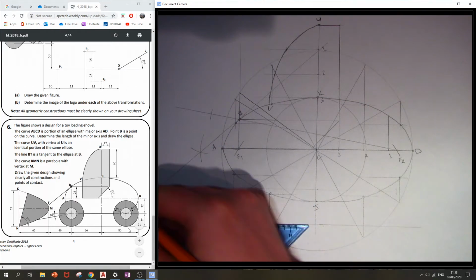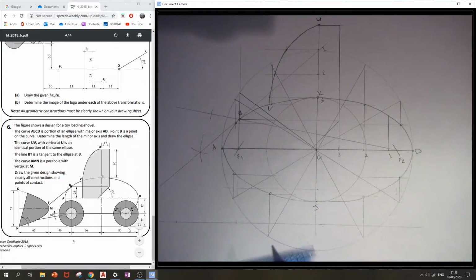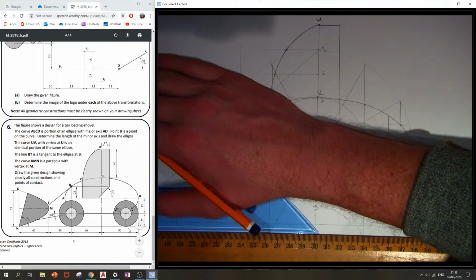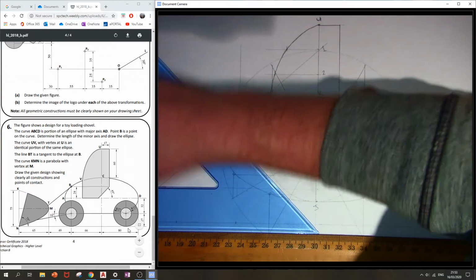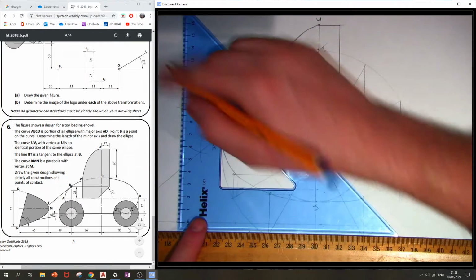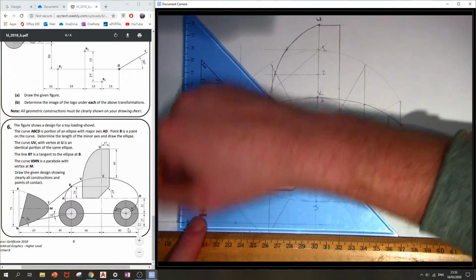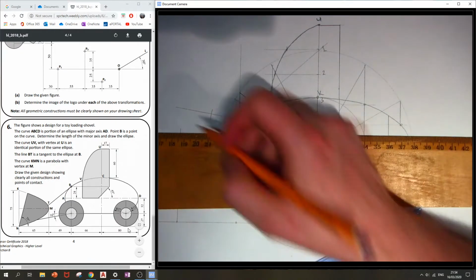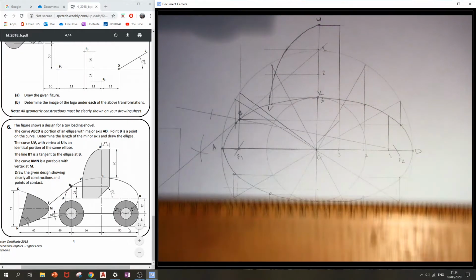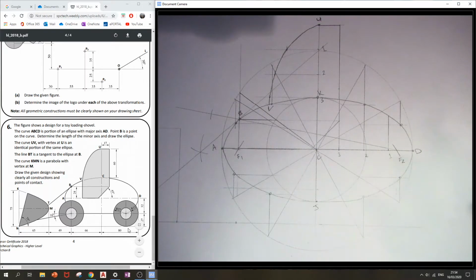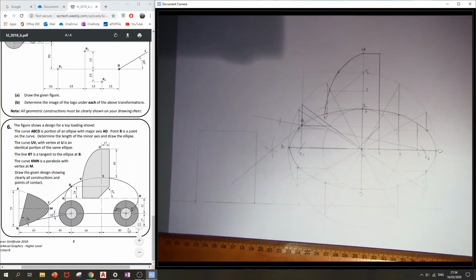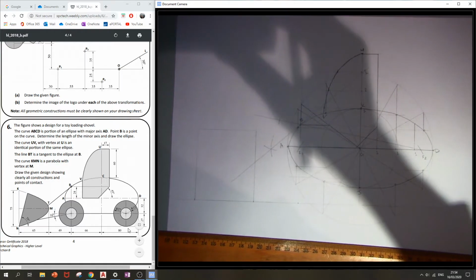65 millimeters. Now I know the width of the box is 75, so I'm going to come up 75 millimeters and do the same from here. Okay, and then I'm going to join them lines there like that. Sorry, we didn't see that. Just move that across.